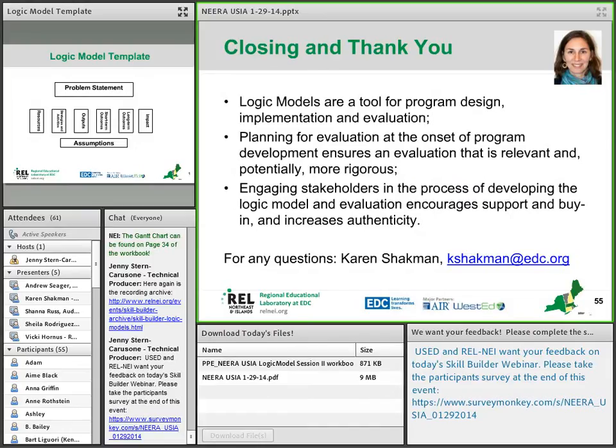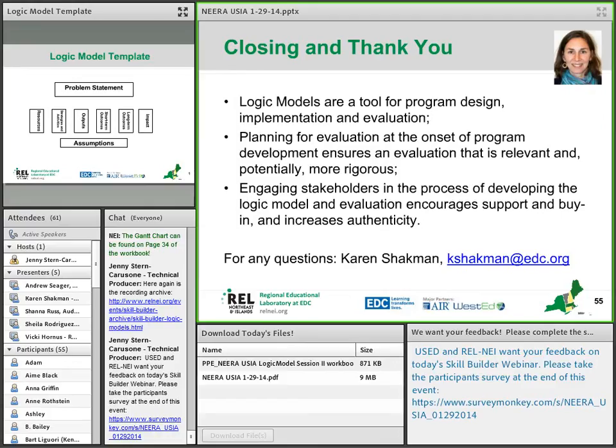I think we've made this pretty clear that a logic model is a tool for program design, implementation, and evaluation, and can be used in multiple ways and should be, as I've said, a living, breathing document. Again, planning for an evaluation at the onset of program development really ensures an evaluation that is relevant and potentially more rigorous, because then you've been collecting the right data all along. I can't emphasize that enough, that many times when we have worked with partners who want to conduct an evaluation, in the process of talking about the evaluation, we all realize that the data that would be valuable to get answers to the questions of interest just hasn't been collected. So it's really important to be thinking about evaluation early on.